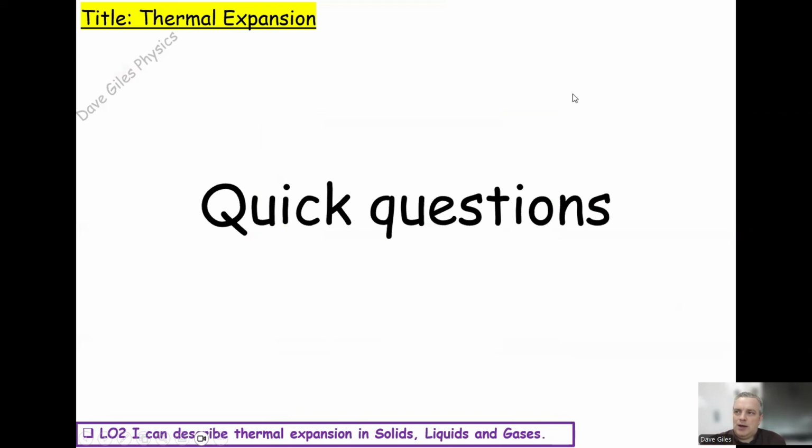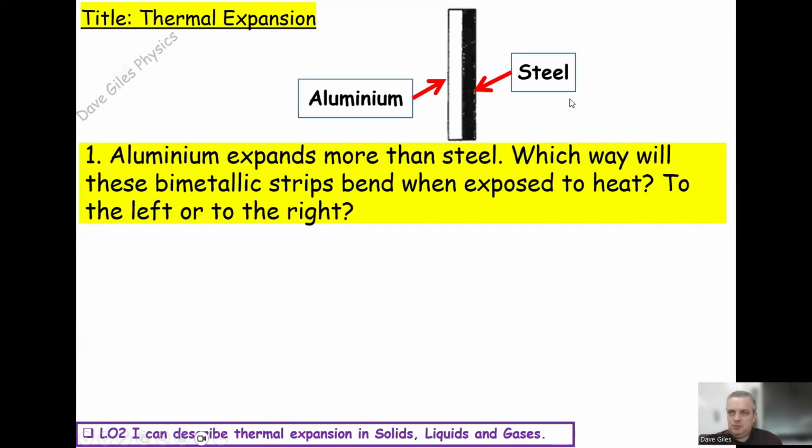So some very quick questions to start with. A bimetallic strip: aluminium expands more than steel. Which way will this bimetallic strip bend when exposed to heat? To the left or to the right?